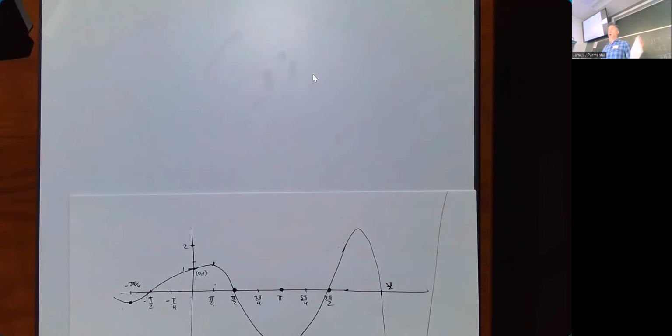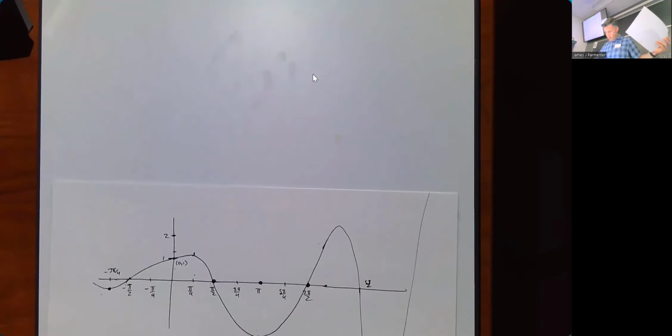Now, I should say for the other one, e to the negative x times sine of x, you will get the intercept of 0, 0, which is notable, I would say. Cool. All right.